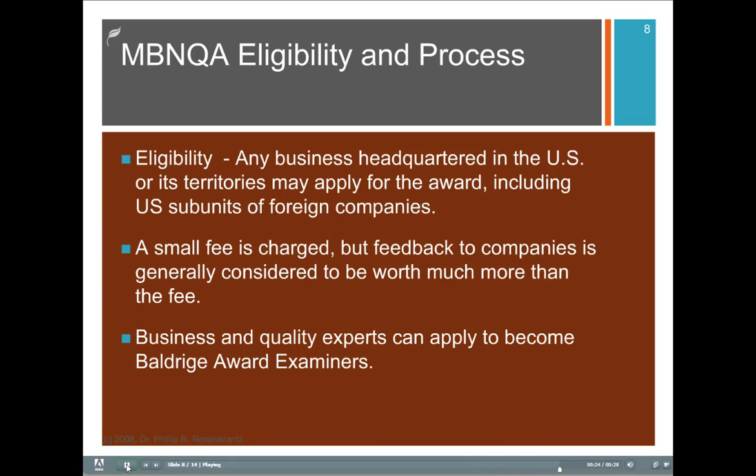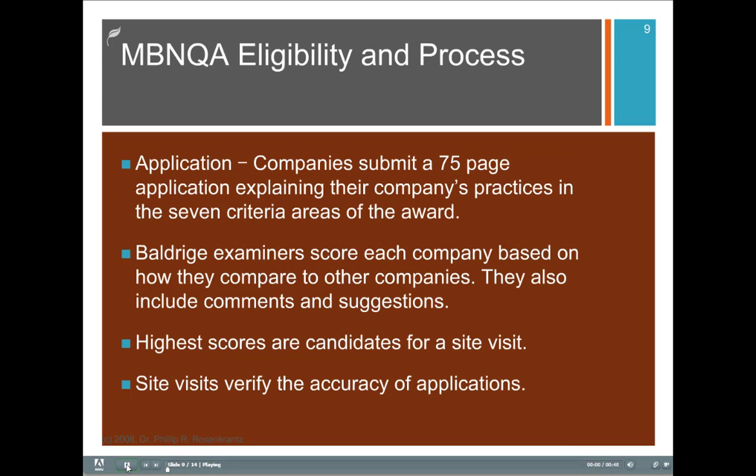And business and quality experts can apply to become Baldrige Award examiners. To apply, a company submits a 75-page application explaining their company's practices in the 7 criteria areas of the award. Baldrige examiners score each company based on how they compare to other companies, and then they can also put in comments and suggestions to help the company.